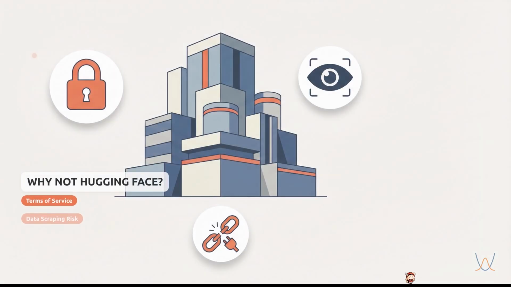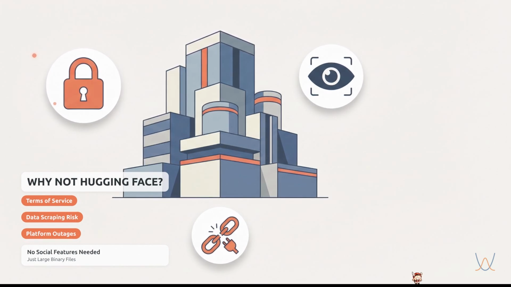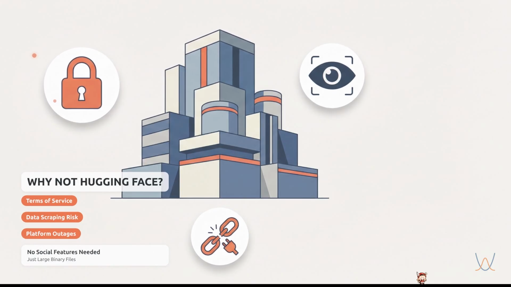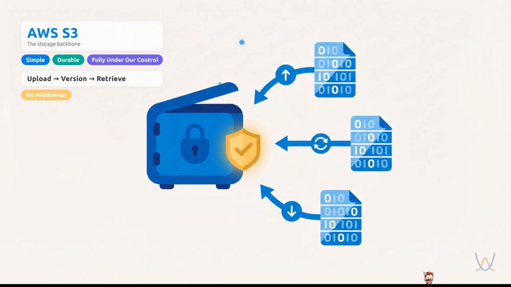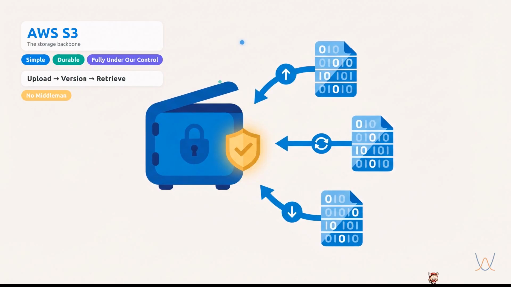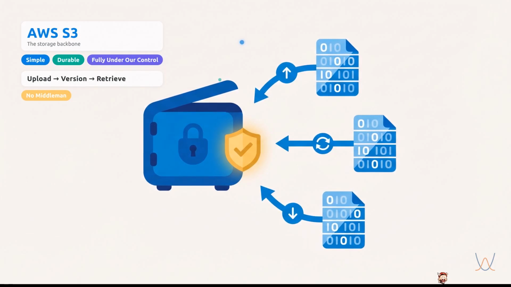Hugging Face is the obvious choice, but for a proprietary model, it carries real risks. Terms of service, data scraping, and outages. We don't need its social features. We just need a place to store large binary files. So we chose AWS S3, simple, durable, fully under our control. A model is just binary files, and S3 is purpose-built for that. Upload, version, retrieve, no middleman.